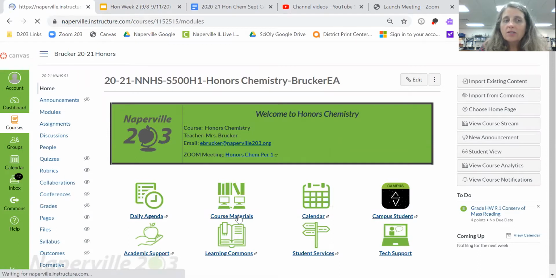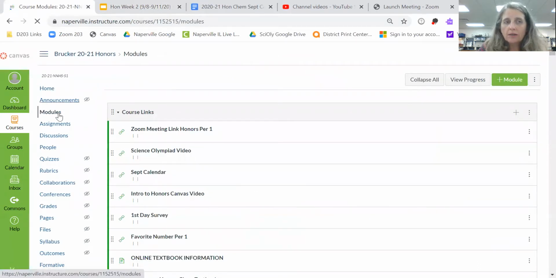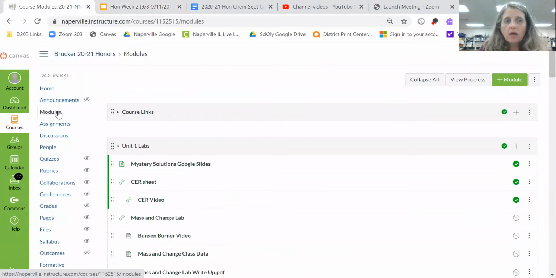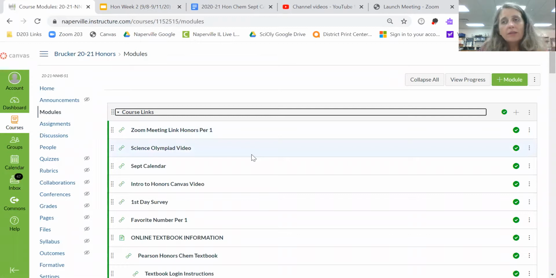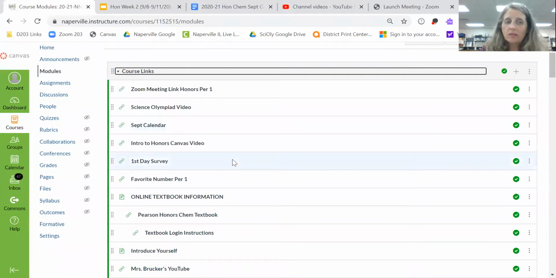Course material, I just linked it to the modules. Over here on the left-hand side, modules is another way you could get to it as well. I put everything in this format so that kids could just go through the modules and find where the information is.